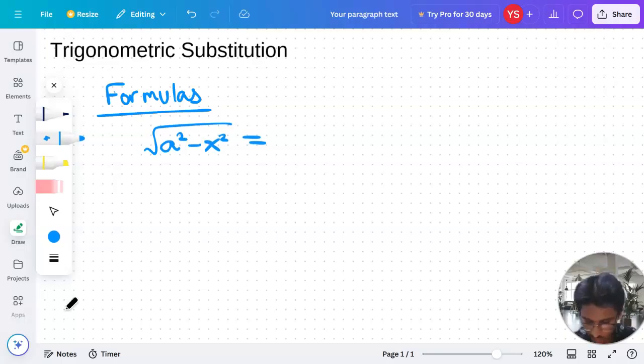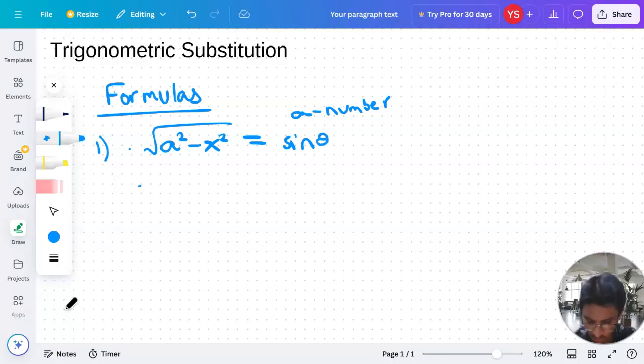So if you do see that a squared minus x squared, what is a? A is a number. Remember, it's squared, minus x squared. That means we're gonna be using sine. What are we gonna be using? Sine. And I'm gonna number this.